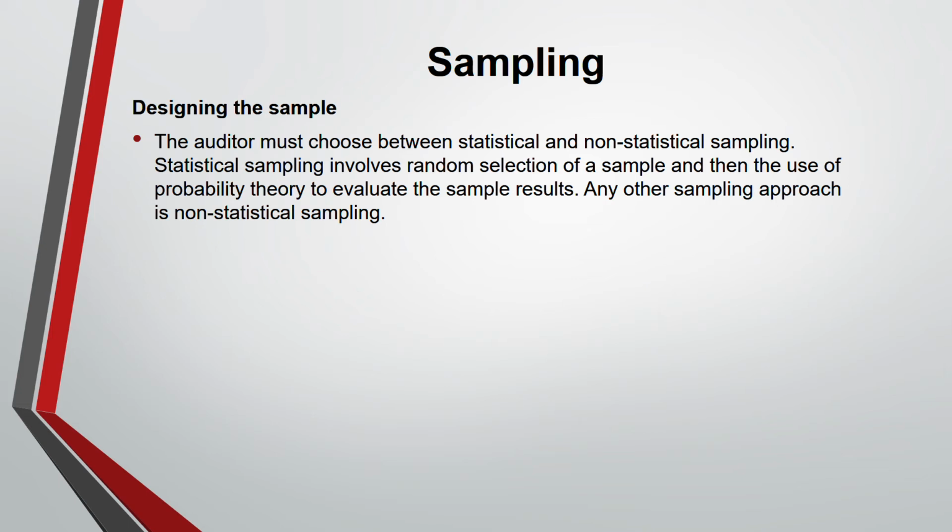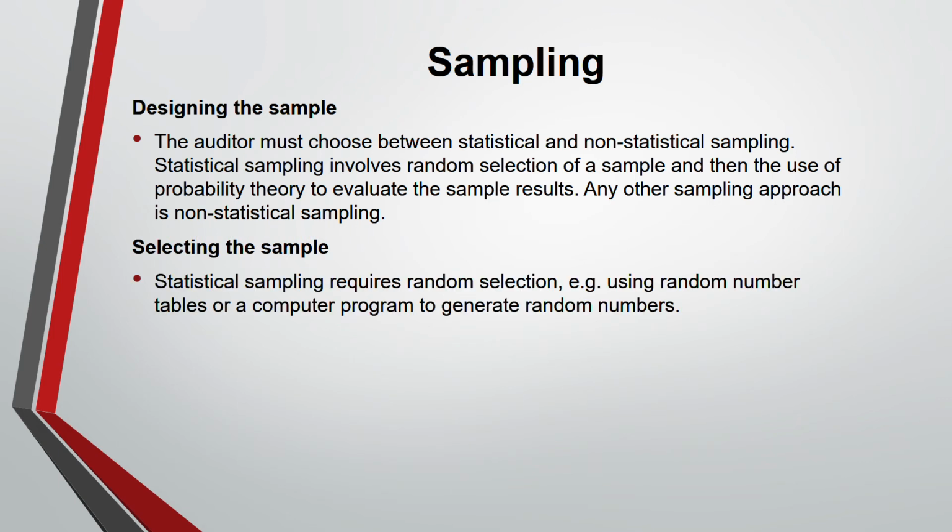Okay, now selecting the sample. When you're selecting the sample, one is statistical sampling, we know. It is random selection. Okay, you are randomly selecting. You can use your computer also for that. For example, through Excel, you can use this random number table in Excel. You can use it and find out.